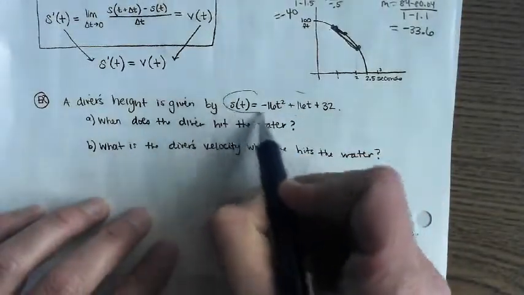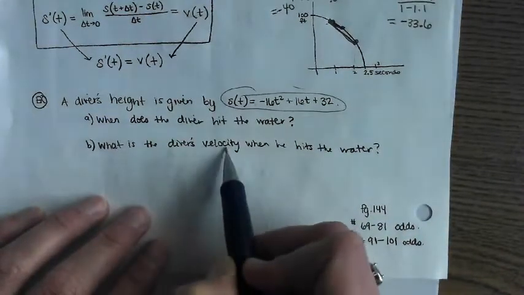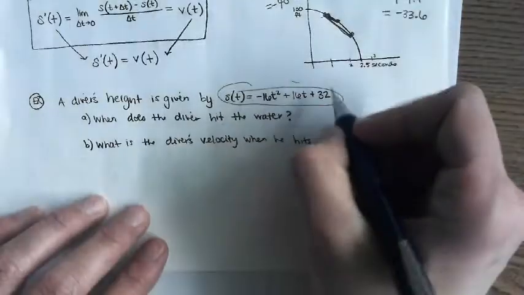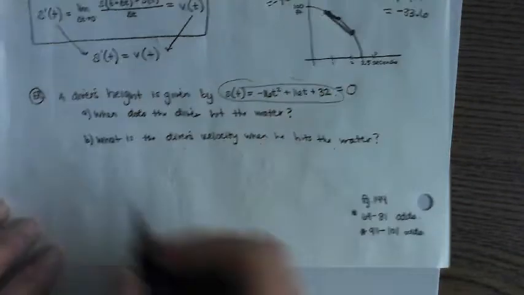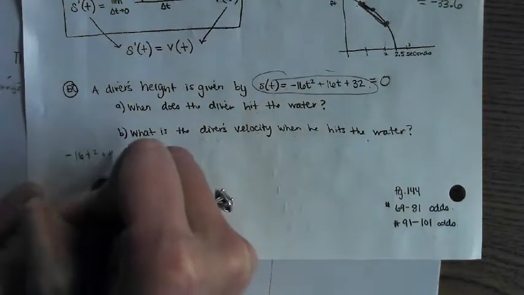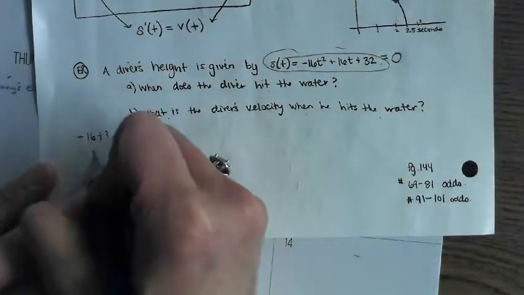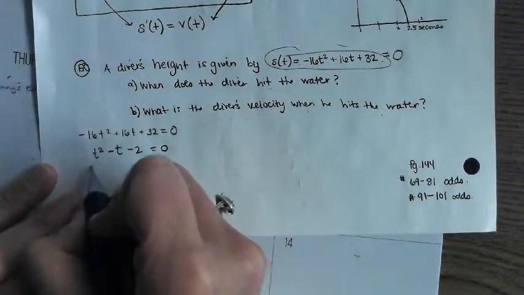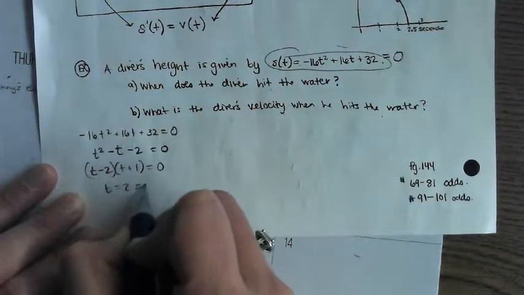So we'll see an application right here. They give us the position formula, and at the end they want to know: what is the diver's velocity when he hits the water? First, when is he going to hit the water? When your position function equals 0, and that's just solving a quadratic. So negative 16t squared plus 16t plus 32 equals 0. If I divide everything by negative 16, that's a fairly easy thing to factor. t minus 2, t plus 1. It's going to be at 2 seconds.